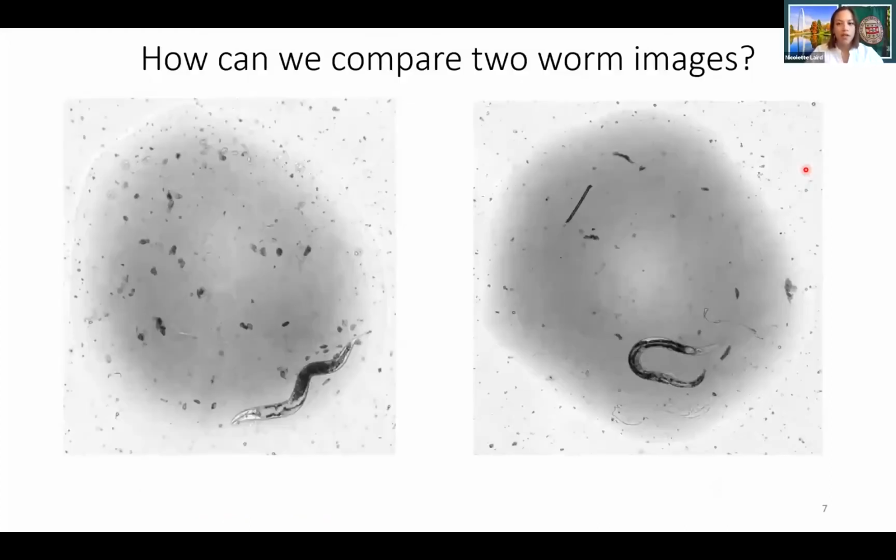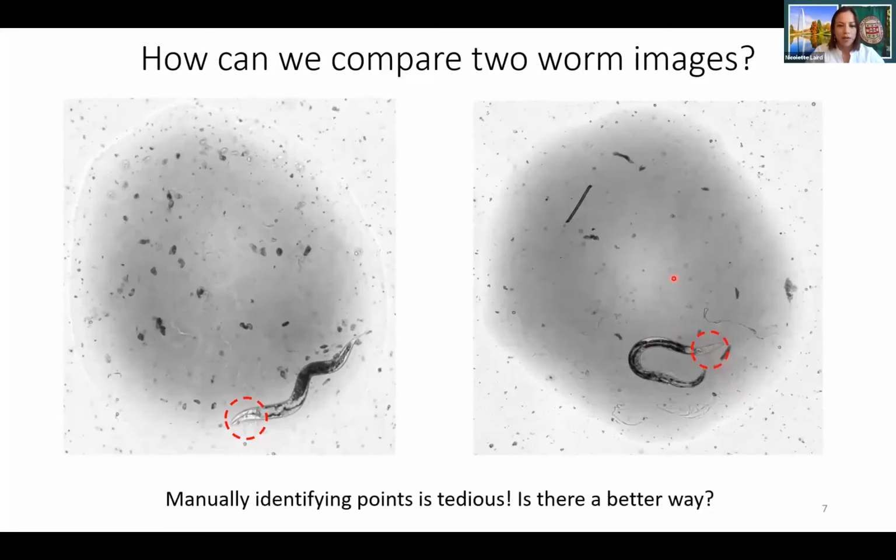We have a lot of data to deal with from the worm corral, and these worms can be in a variety of positions. So we're trying to identify how we compare the worm in this image to the worm here. Let's think of an example where you wanted to look at the pharynx of these two different worms. One way to compare two worm images is by manually identifying regions of interest. We can draw a circle around the pharynx in this worm and a circle around the pharynx in the other worm, and look at the pixels between these two worms. But manually identifying points is really tedious.